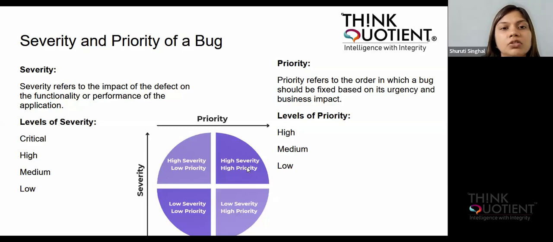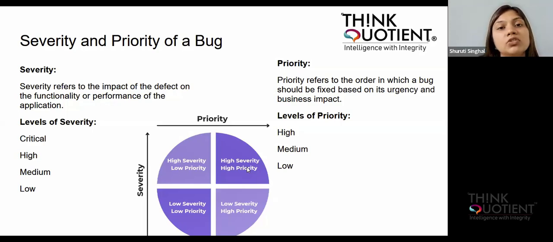Okay. So severity is my technical impact and priority is my business urgency. That is why severity is given by the tester and priority is given by the project team. In severity, we focus on quality, and priority is all about delivery of the software. So severity is based on how bad the issue is, and priority is based on how urgently it needs to be fixed.